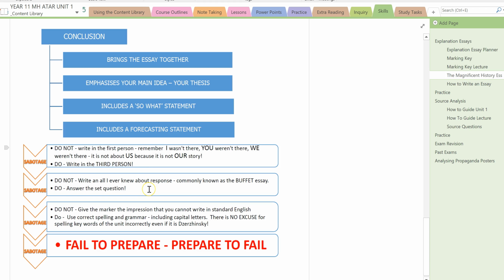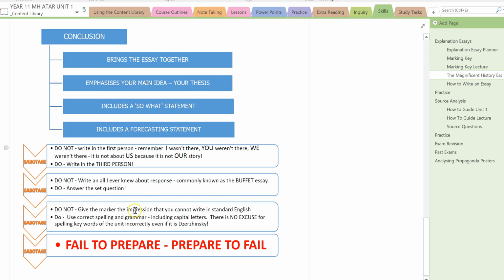Do not write all I ever knew about a response, okay? It's called the buffet essay. Do answer the set question. Don't just throw everything you know in there as a last resort. That's not going to get you through, okay? Engage with the question is better than throwing everything you know in there.